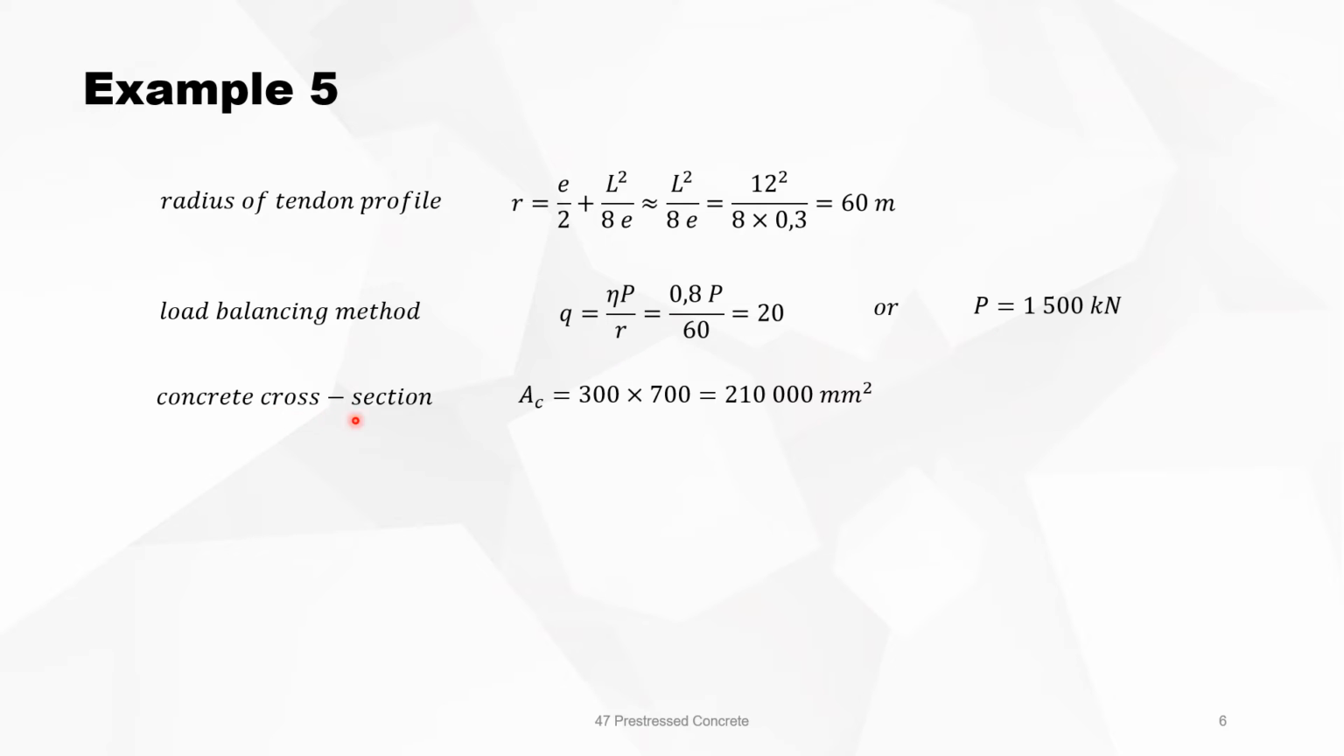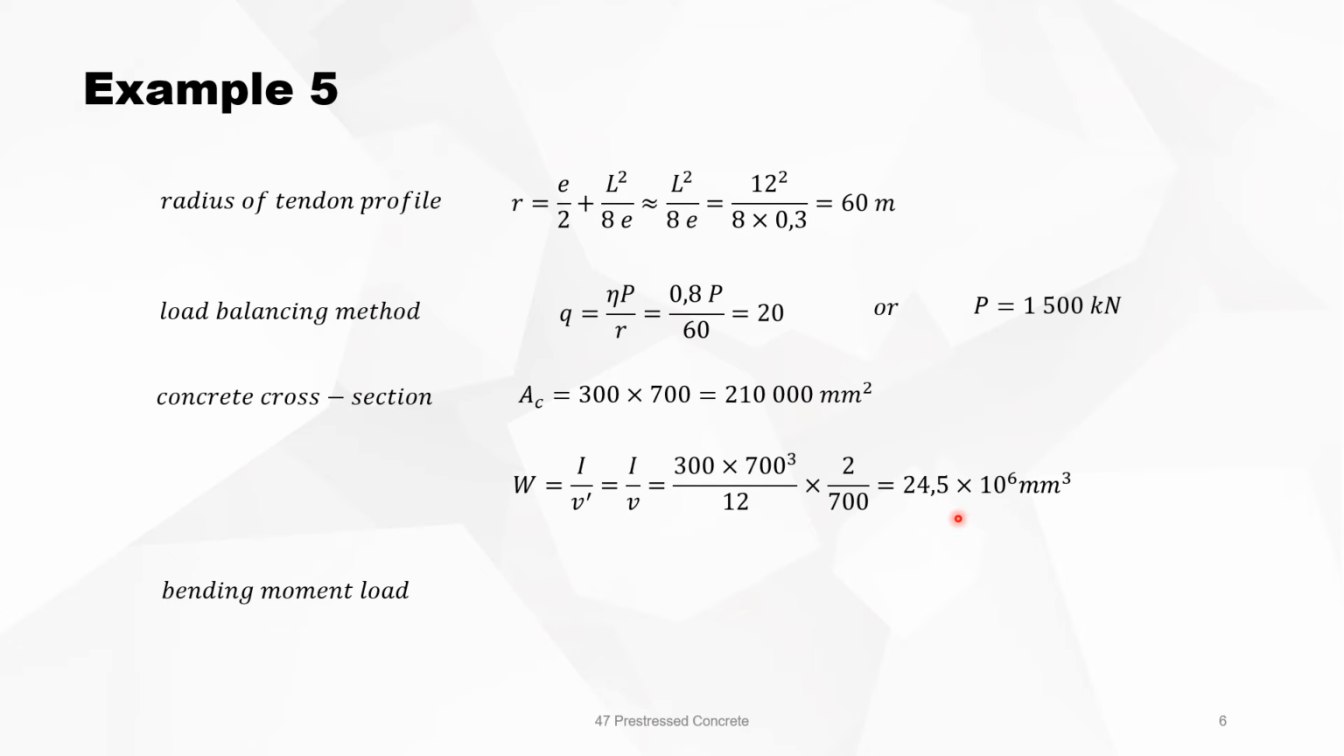The concrete cross-section is 300 times 700, which is 210,000. W, which is I over V, equals 24.5 million cubic millimeters. And the bending moment because of the load is QL squared over 8. It's 360 kilonewton meter.